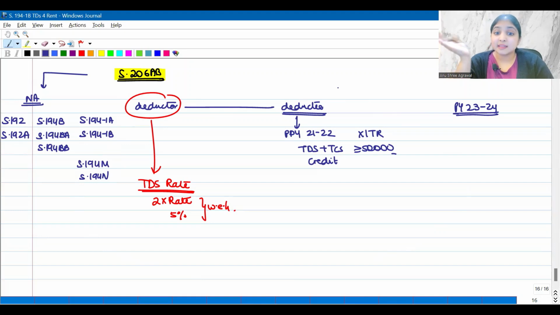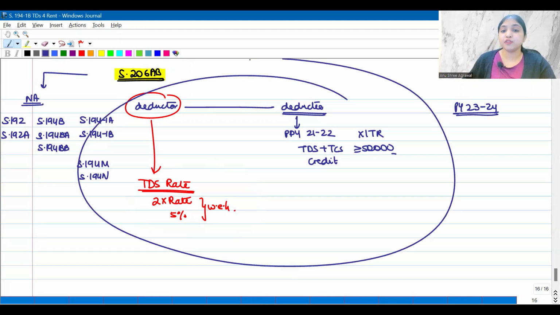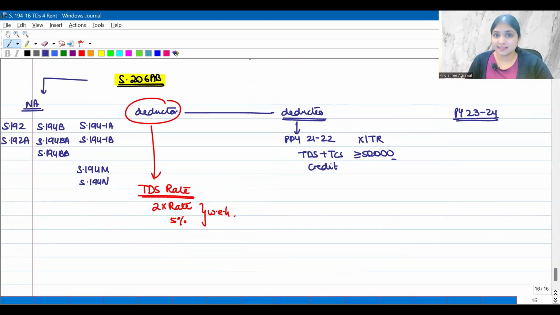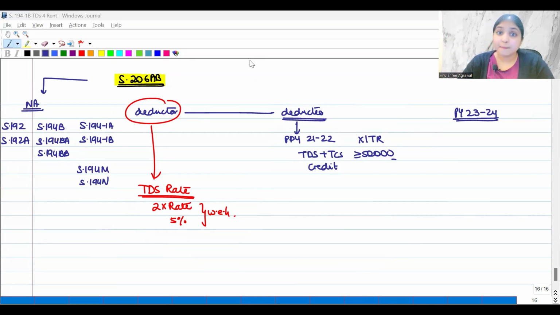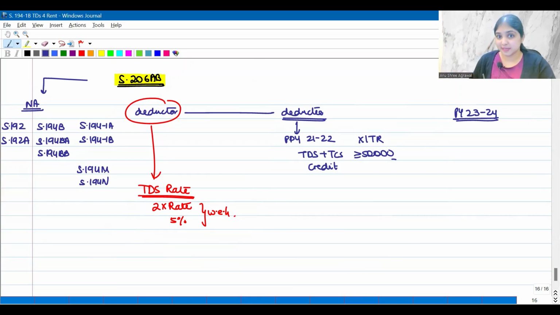Even in TCS, the seller will check whether the buyer, 2 years back, has filed ITR or not. If no, is the TDS TCS credit at least 50,000? Then the same thing, the TCS rate will also change. So know that the same provision you have in TDS is also in TCS. In TDS it is 206AB, in TCS it is 206CCA. That's all. But the provision remains the same.